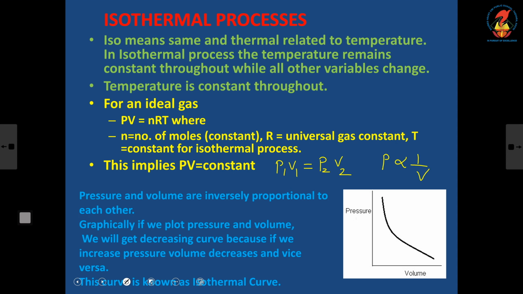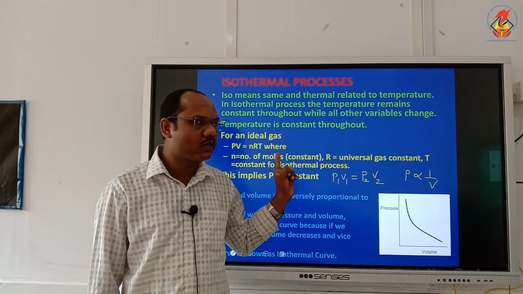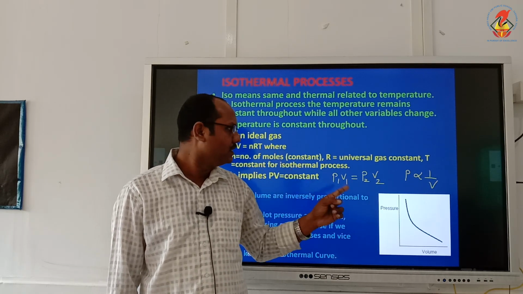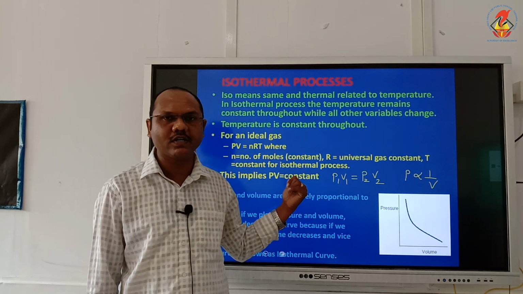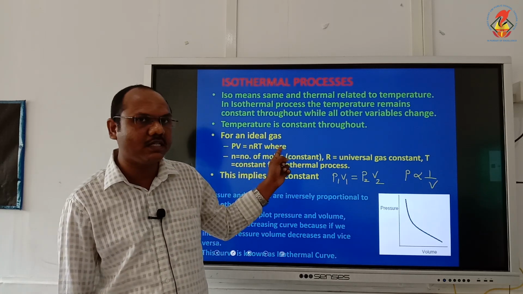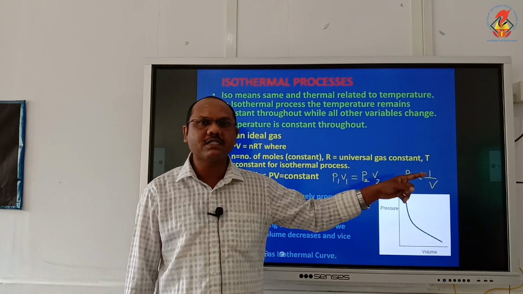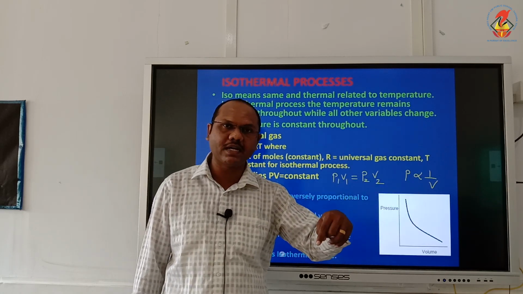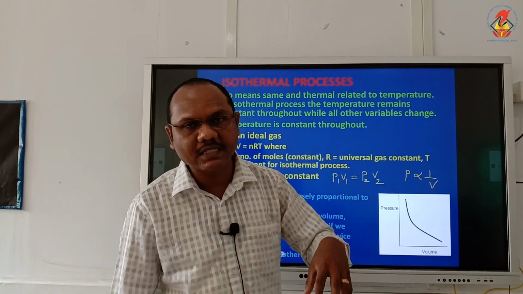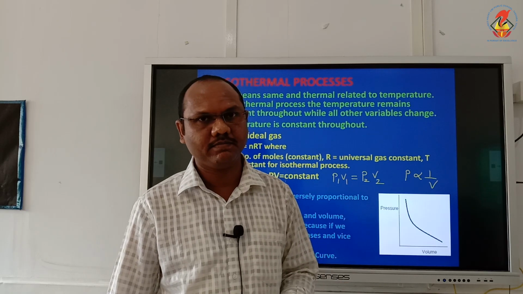This curve is known as isothermal curve. So, remember, for an isothermal process, temperature remains constant. Therefore, I can write PV is equal to constant from the ideal gas equation. Then P1 V1 is equal to P2 V2. That means when pressure increases, volume will decrease. When pressure decreases, the volume will increase.